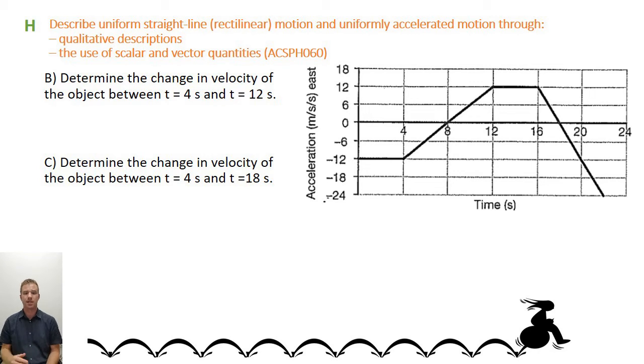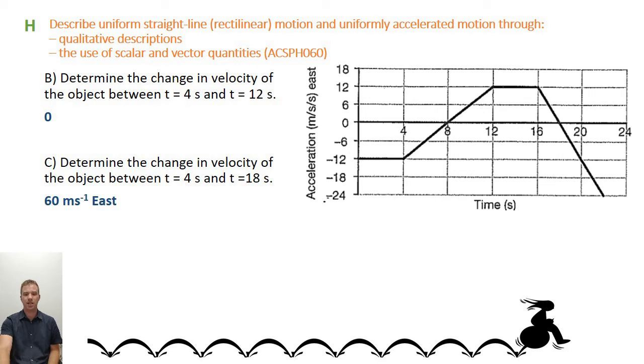Okay, now let's have a look here at question B. Determine the change in velocity of the object between 4 seconds and 12 seconds. Now, if you look here, I've got an answer that's pretty surprising. That's 0. And you can see that both of these areas cancel out. And it's because they are equal on opposite sides of that 0. So you just get 0.